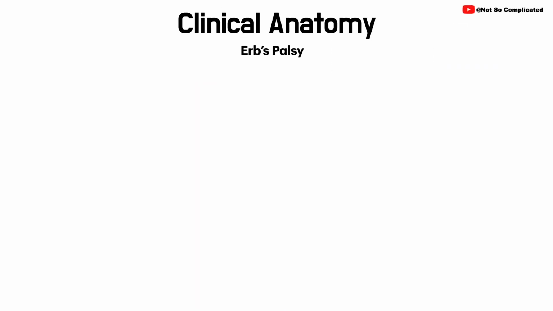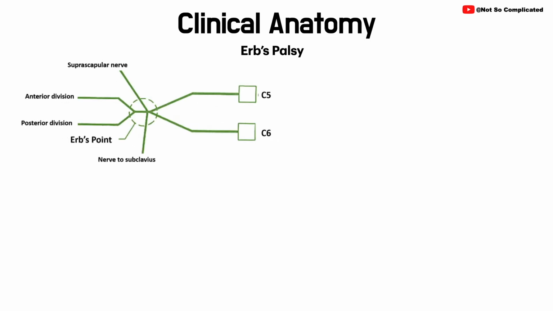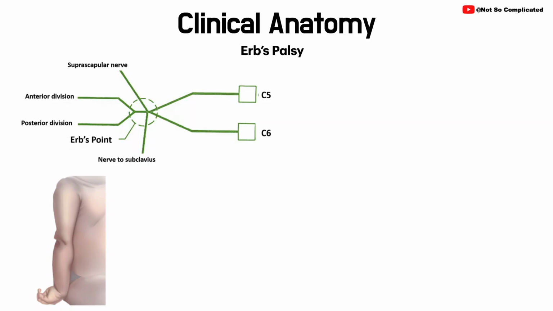Now talking about the clinical anatomy, first let's talk about Erb's palsy. This point right here is called Erb's point, where there are branches like the anterior division, posterior division, the suprascapular nerve, and the nerve to subclavius. This point is called Erb's point, and when this point is injured, then Erb's palsy happens. This is the manifestation of Erb's palsy right here.